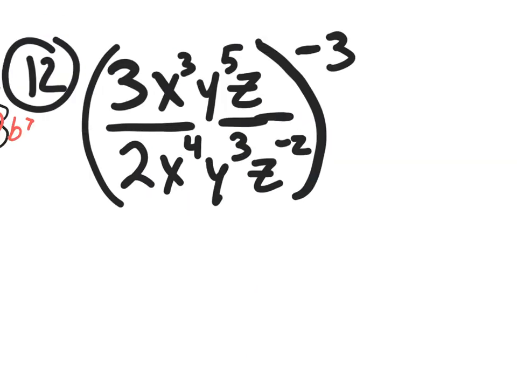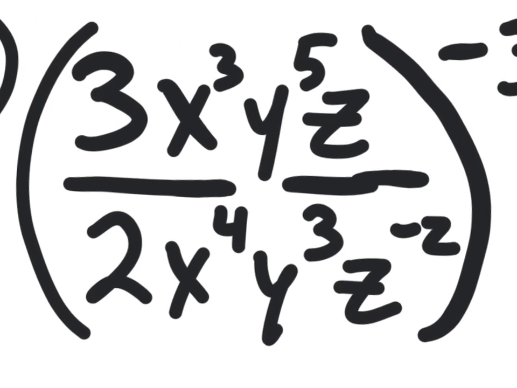Number 12. What could I do first on number 12? You could distribute, right? But wouldn't it be nice? I mean, there's a lot of things in here to distribute, right? Wouldn't it be nice to clean it up a bit before we distribute? So let's look at the inside of this thing. Let's ask ourselves, could we cancel anything out? Could we move anything? Could we make it look nicer?